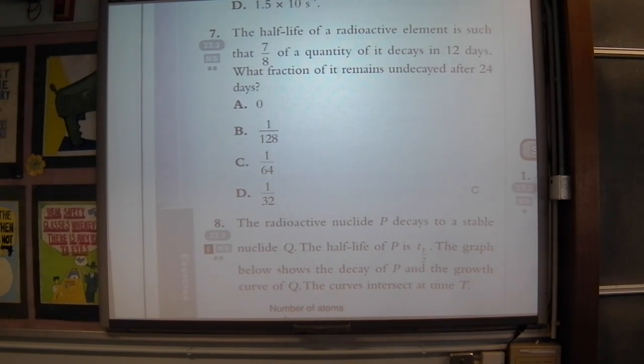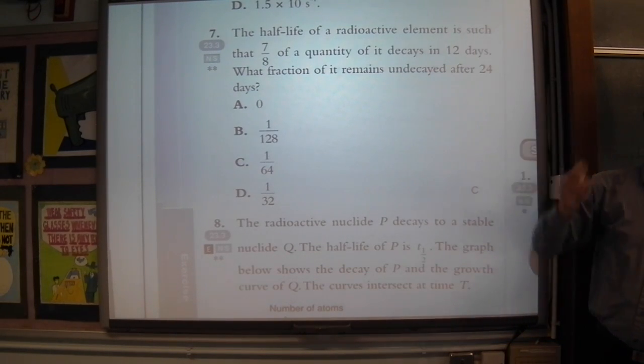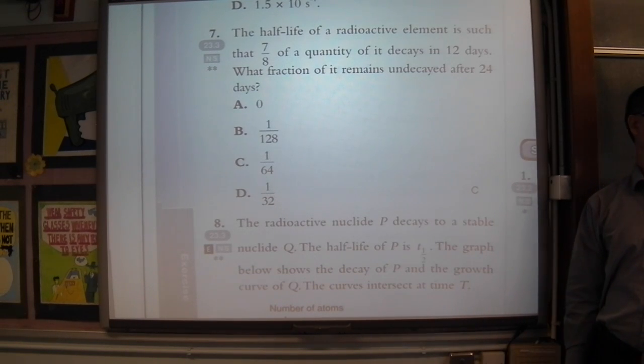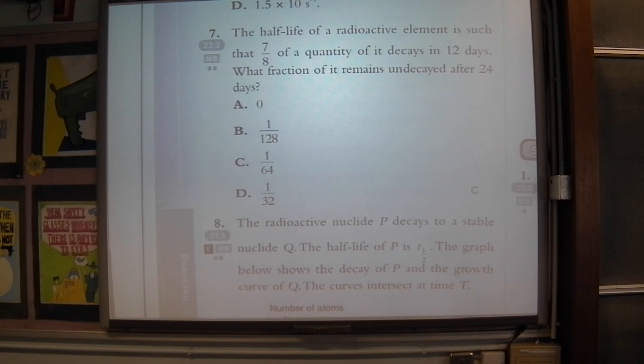The next one is 1/32 and then 1/64. 24 days. 12 days is 3 half-lives, so 24 days is 6 half-lives. So the amount that remains is 1/64. The answer is C.